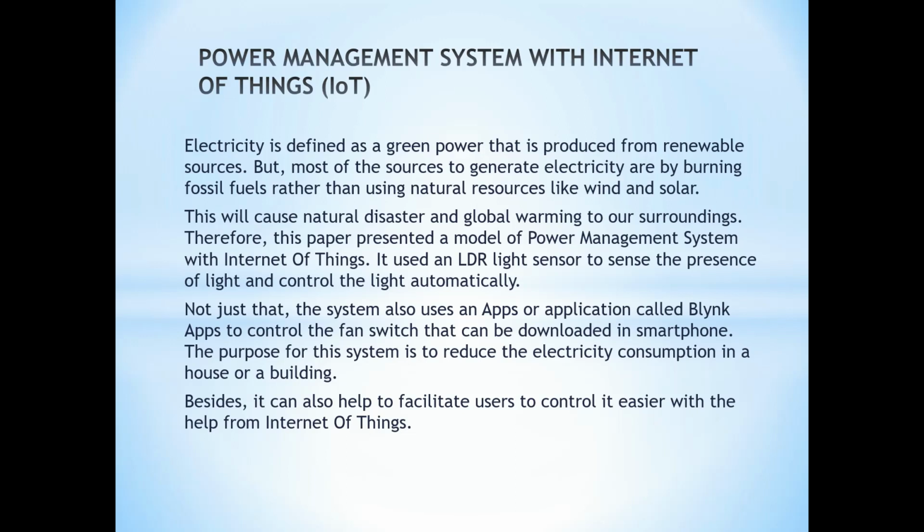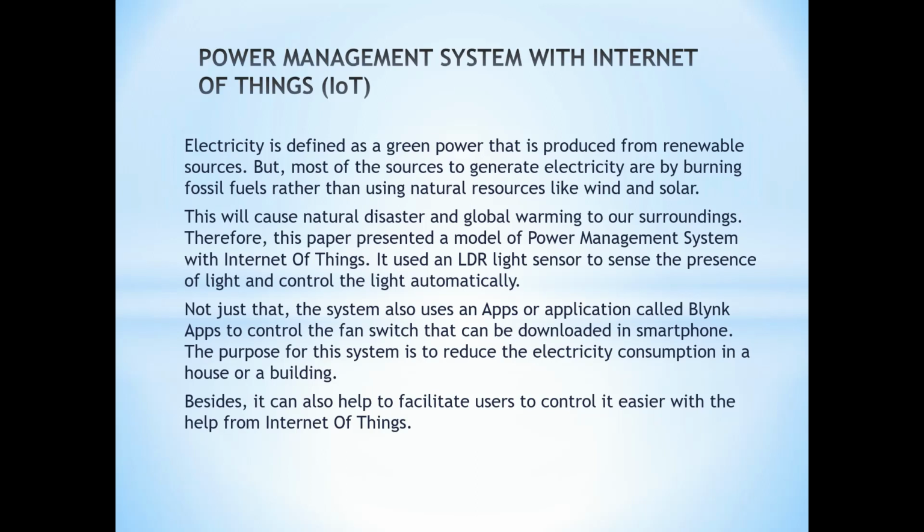Power management system with Internet of Things. Electricity is defined as a green power that is produced from renewable sources. But most of the sources to generate electricity are by burning fossil fuels rather than using natural resources like wind and solar. This will cause natural disaster and global warming to our surroundings.